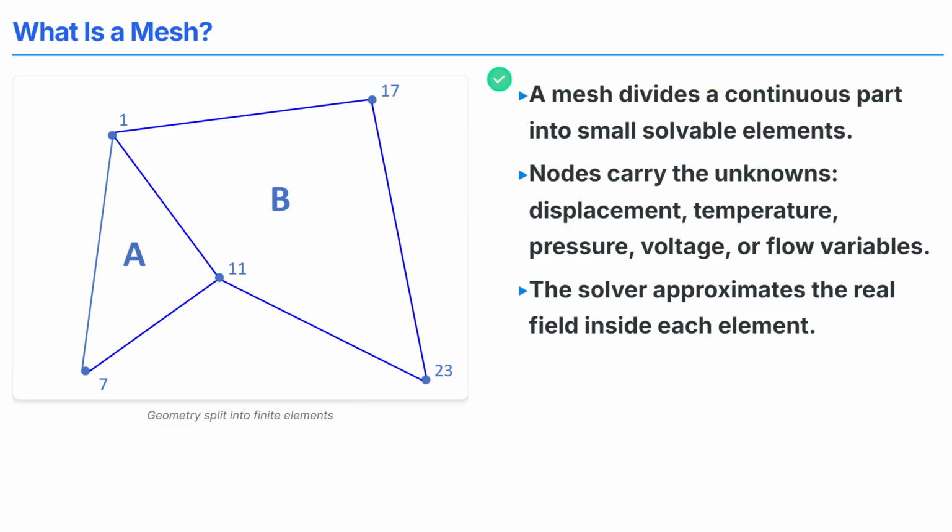The finite element solver does not solve the whole part in a single step. Instead, it calculates the response at these nodes and elements, then combines them to estimate the behavior of the complete structure. Depending on the analysis type, the values at the nodes could be displacement, temperature, pressure, voltage, or flow variables. The solver approximates the real field inside each element. This is why meshing is the bridge between real geometry and numerical simulation.